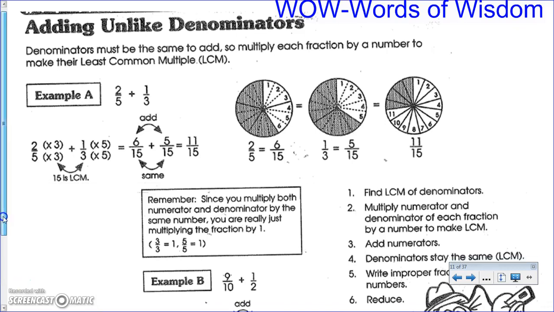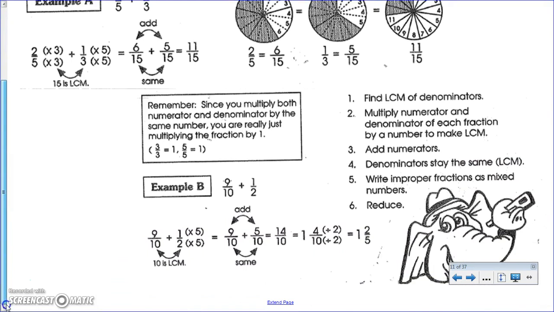In example B, the least common multiple is the denominator of one of the fractions already, 9/10. So we don't have to change 9/10. We can just bring 1/2 up to 10ths. We multiply the numerator and the denominator by 5, and we get 5/10. 9/10 plus 5/10 equals 14/10. We go to a mixed number, 1 and 4/10, and then we simplify down to 1 and 2/5.